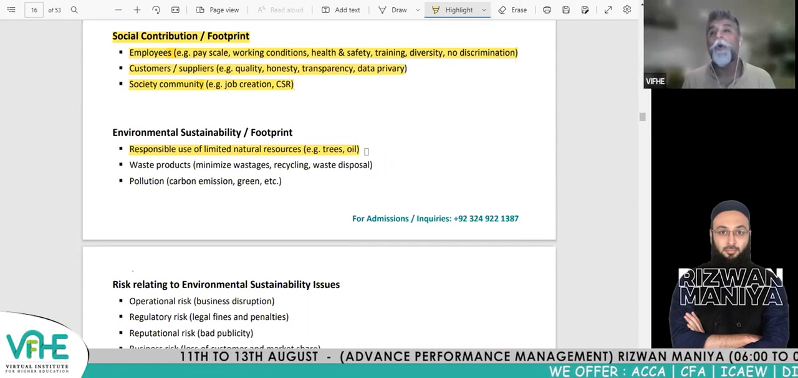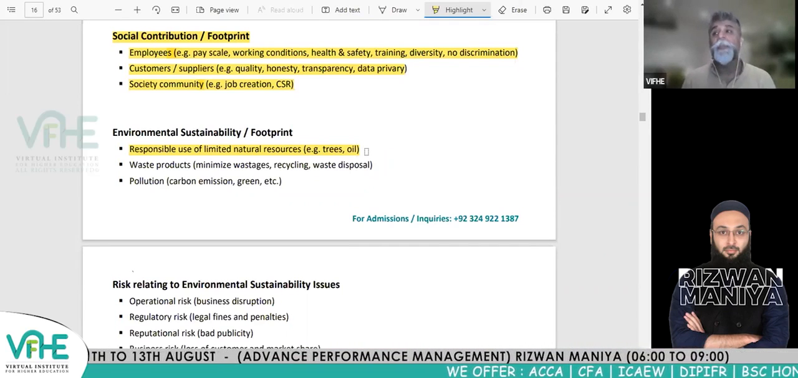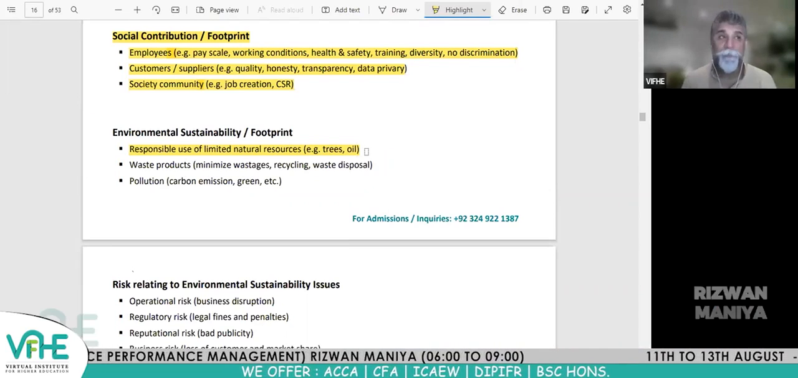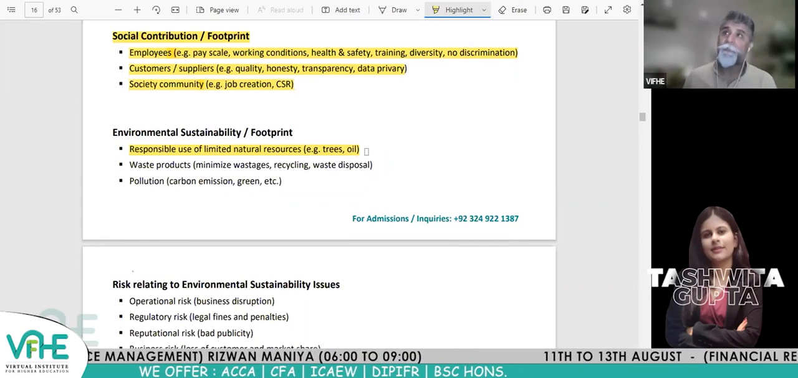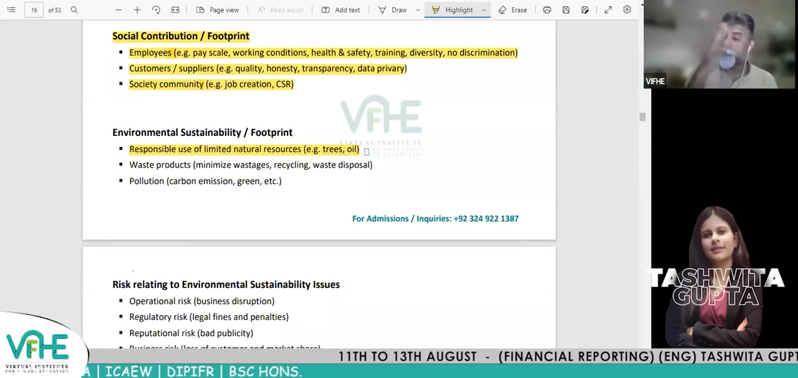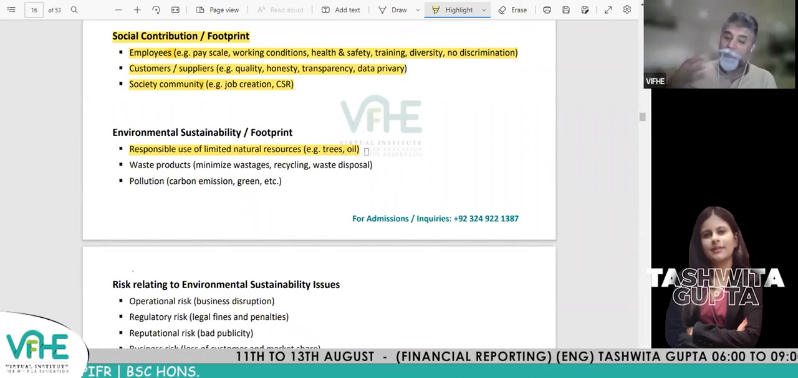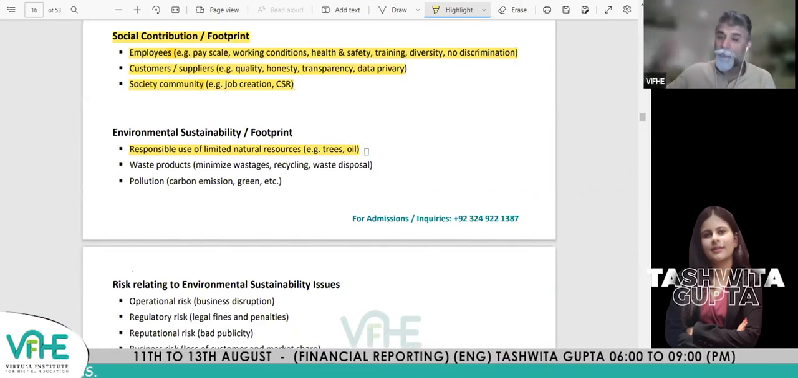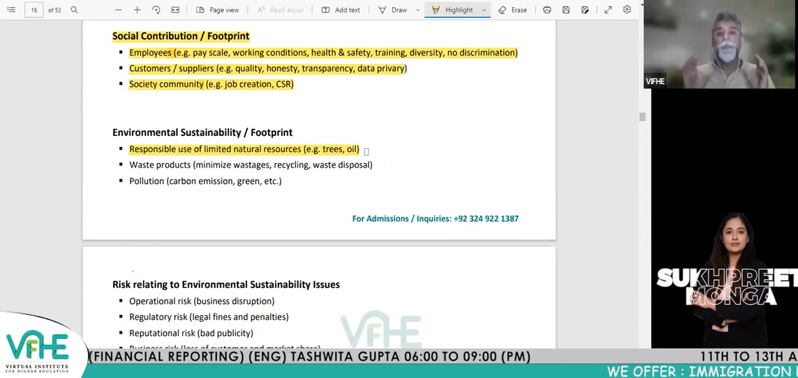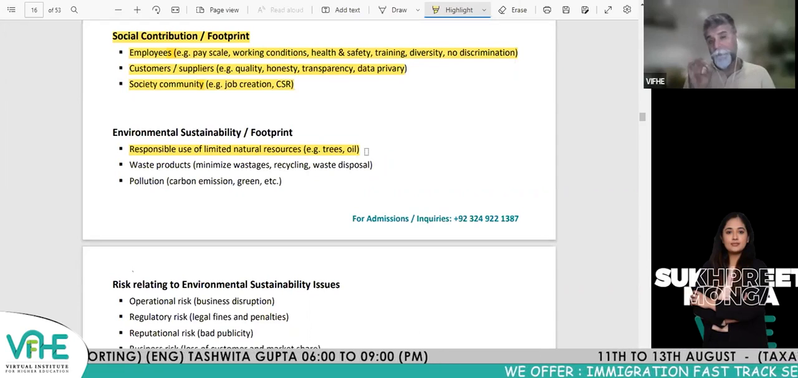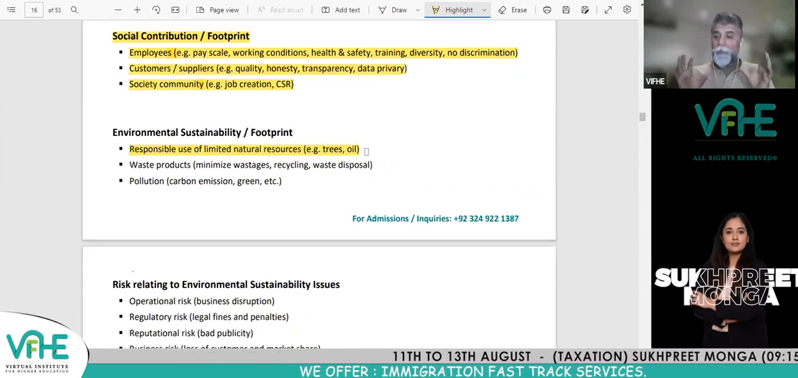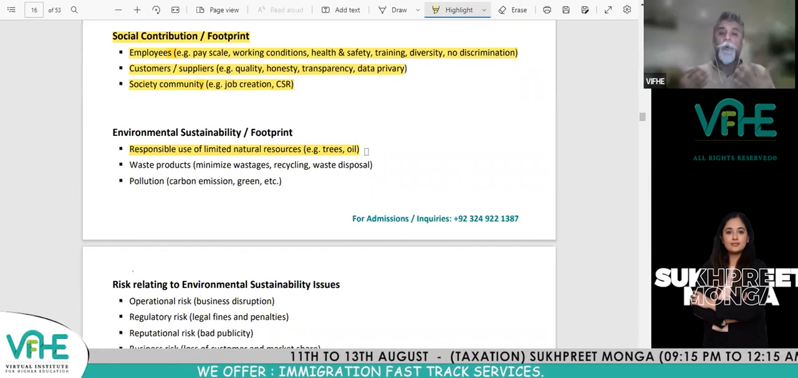They will look for alternative energies like solar, like hydel, all those things, right? If they are using trees, then they will plant more trees so that whatever trees they are using, that stock is replenished. So the first thing is responsible use of natural resources. That's the first attribute of an environmentally friendly or environmentally responsible organization.